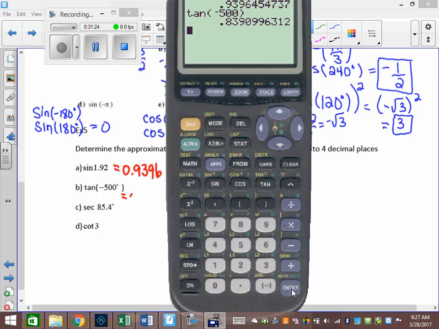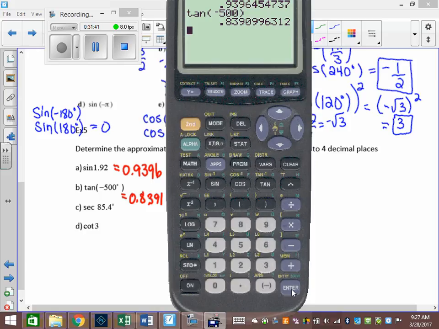And I get 0.8391. Now, the reciprocal function conundrum. There is no button for that. Right? There is no button for secant. And if you're flipping out, thinking, I have no idea what I'm doing.